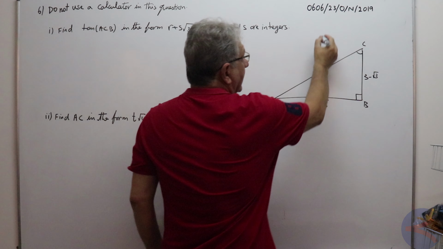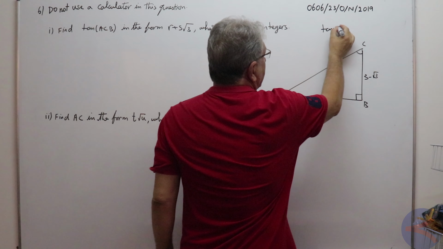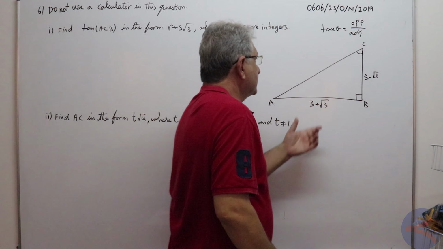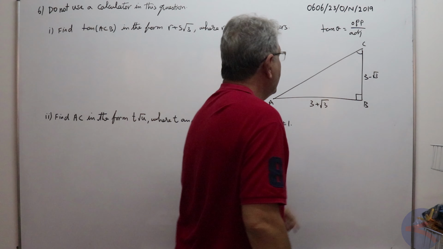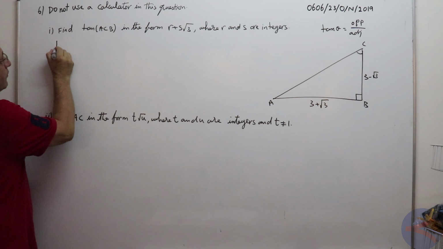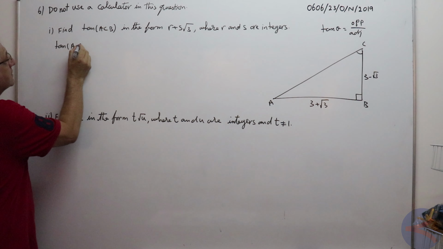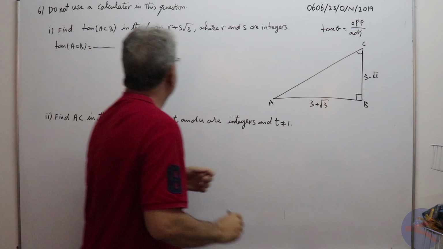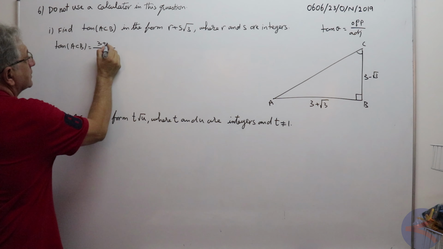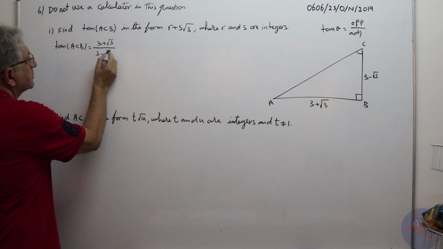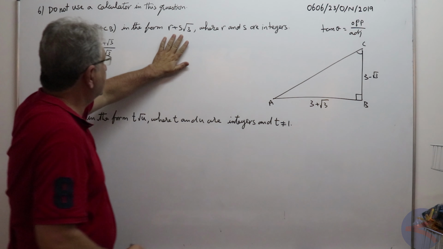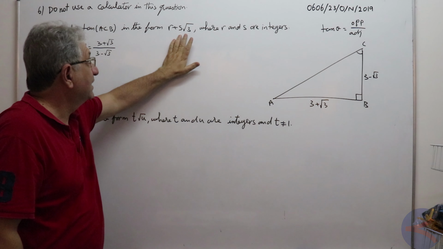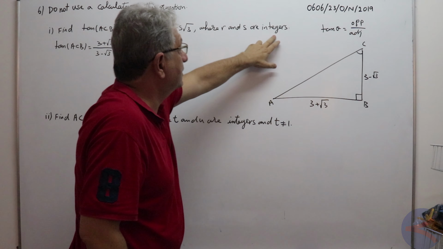We know the formula for tan of any angle theta is equal to opposite over adjacent. Opposite is this, adjacent is this, therefore tan ACB is opposite over adjacent. Opposite is 3 plus the square root of 3, divided by 3 minus the square root of 3. Therefore, we have done. But he's asking us to simplify this in this format. Therefore, I have to write r plus s, the square root of 3, where r and s are integers.